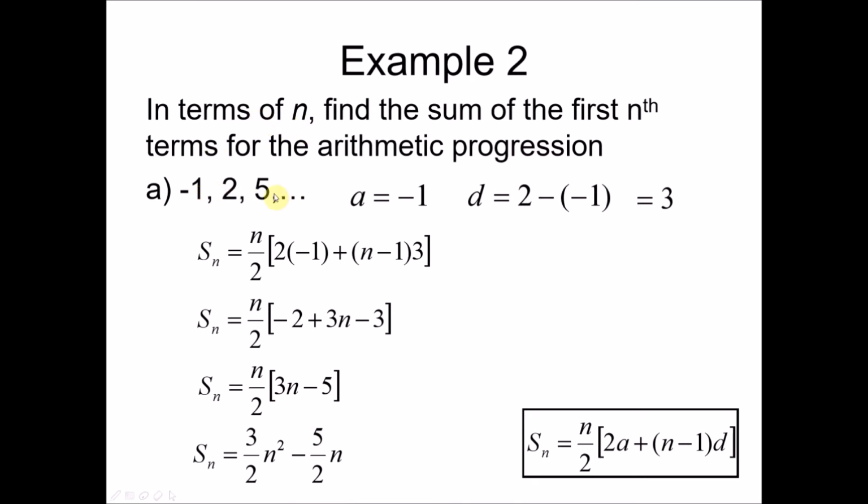So for this arithmetic progression, we can find the sum of the n terms just by using this newly found formula. Let's say, for example, if I want to find the sum of the first 20 terms, I just take this n as 20, replace this with 20, and I find the final answer.